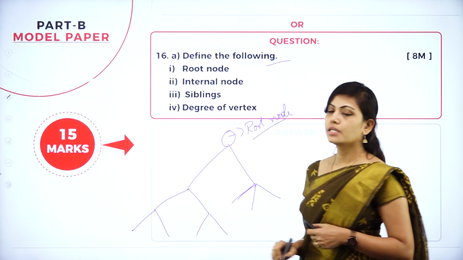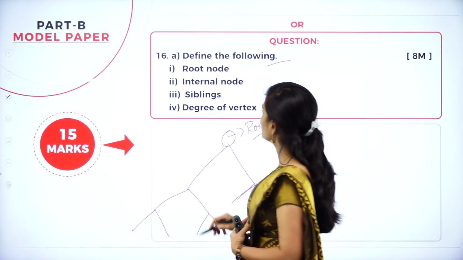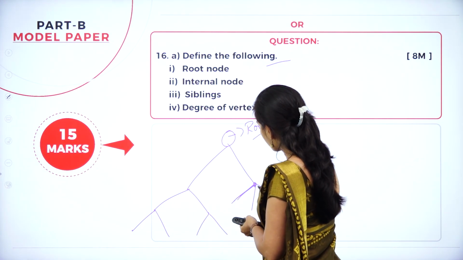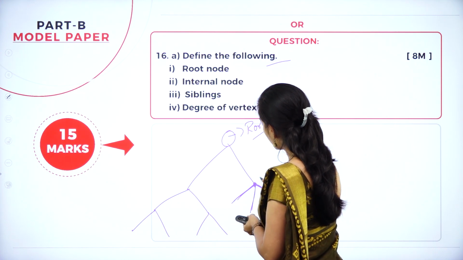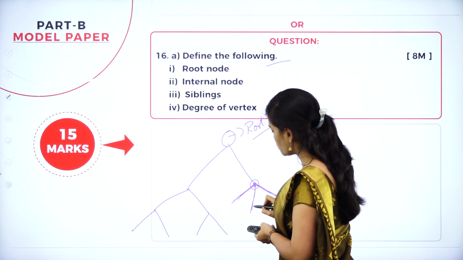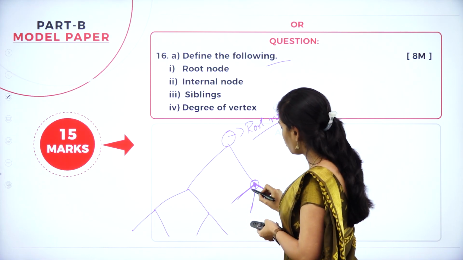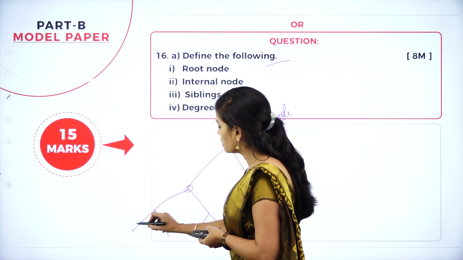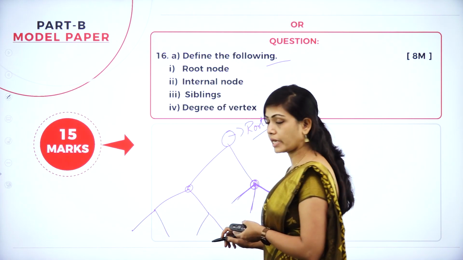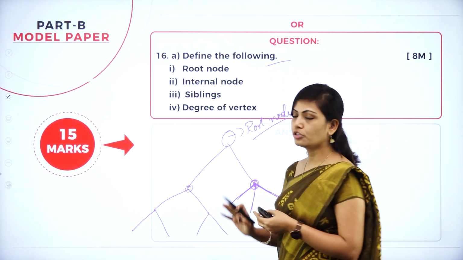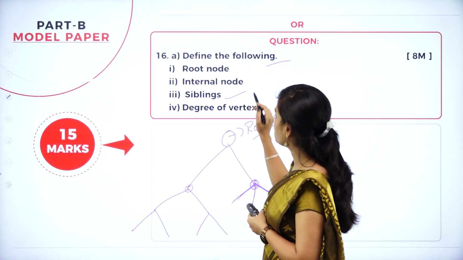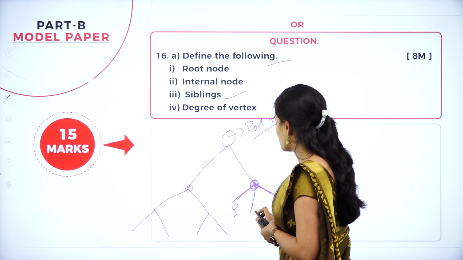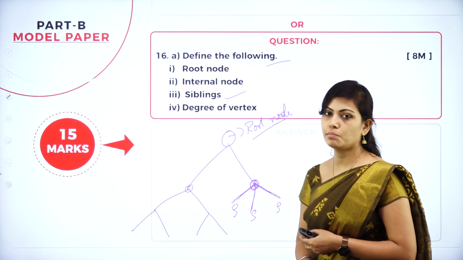Is it right? So root node and internal node. So here you have one division here. So it is a parent node for these two. It is a parent node for these 3 children. And this is a parent node for these 2 children and these 2 children. So this is called an internal node. Is it clear? And siblings. So this is a parent node for these 3 siblings. So this is called sibling, sibling and siblings.